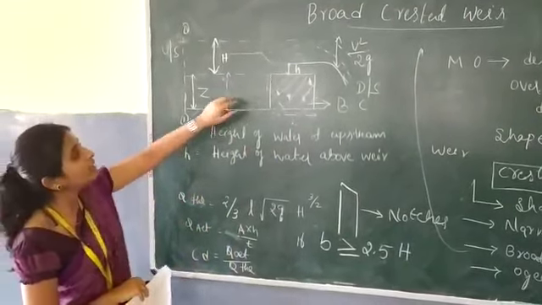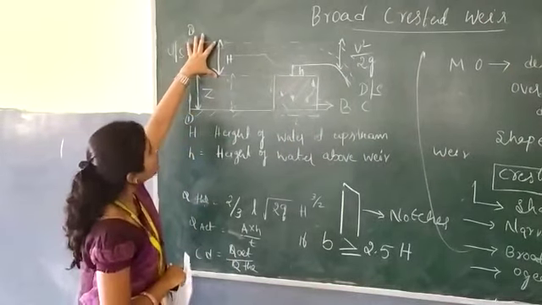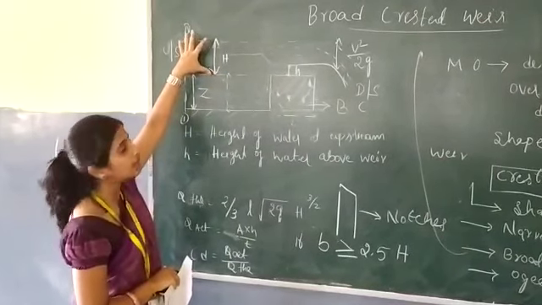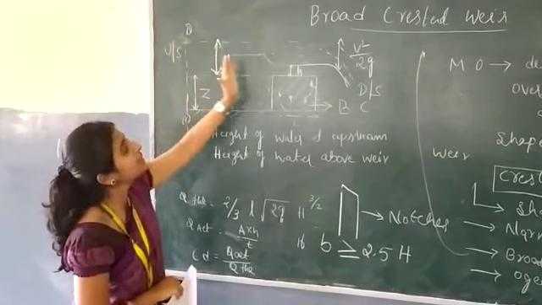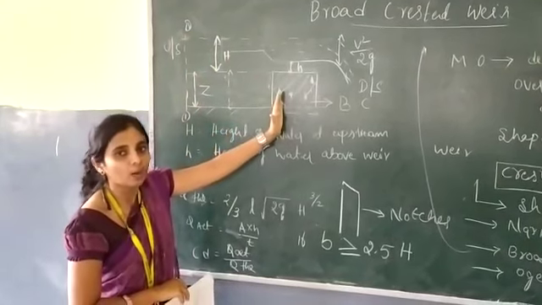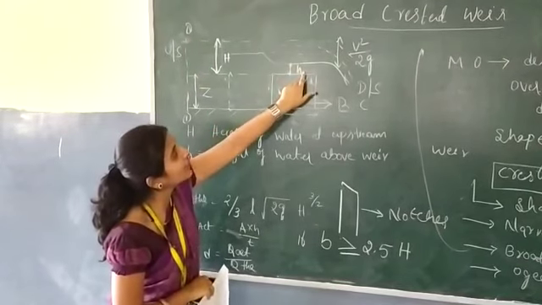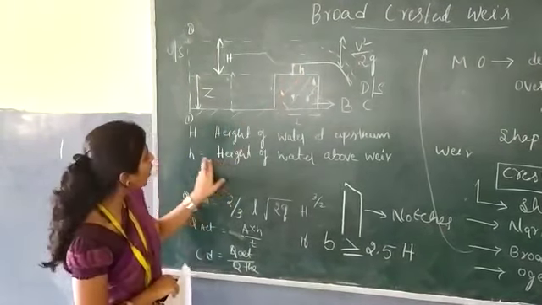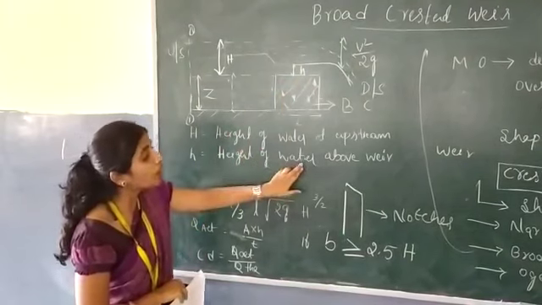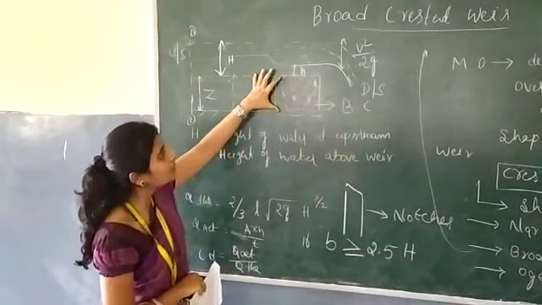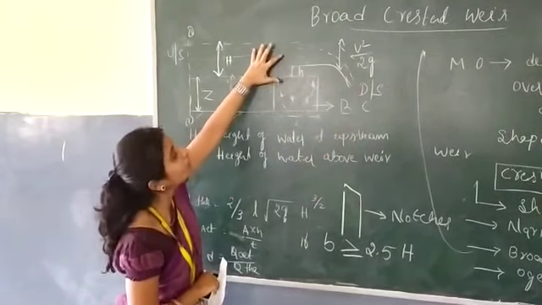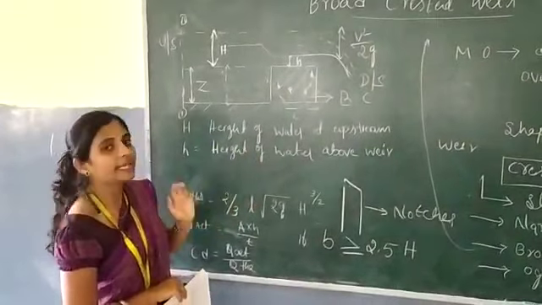Here the water level increases in the upstream, and after reaching the downstream, the water level decreases. So you can consider here the small h. Small h is nothing but the height of the water above the weir, whatever we will be constructing over here above the weir.